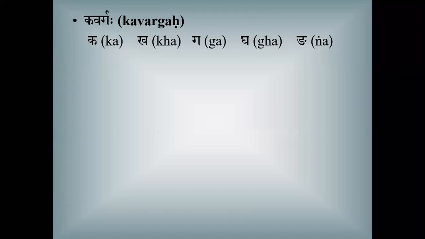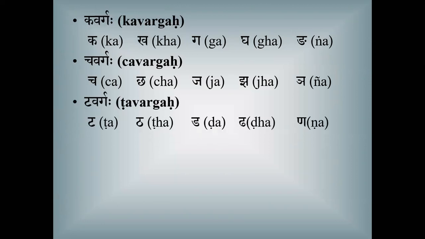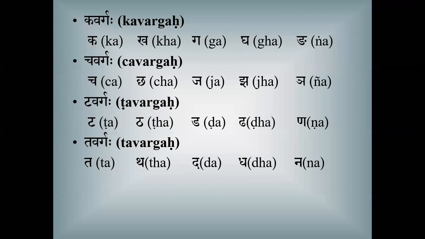Okay. So the first class now: Ka, kha, ga, gha, na. These are the five letters in the first class we saw. The second class is called Chavargaha, otherwise called Chuhu, which has the letters Cha, Chha, Ja, Jha, Na. The third class, called Tavargaha, has the letters Ta, Tha, Da, Dha, Na. And the fourth class, which begins with the letter Ta, is also called Tavargaha: Ta, Tha, Da, Dha, Na.